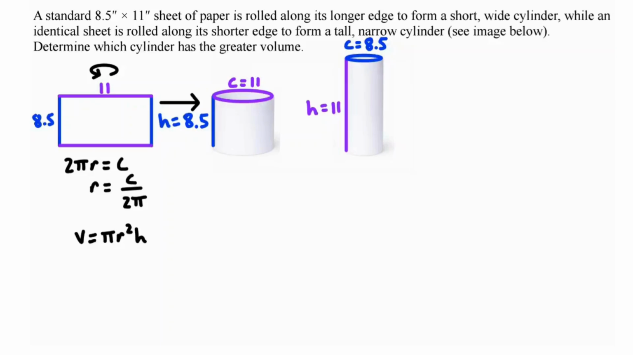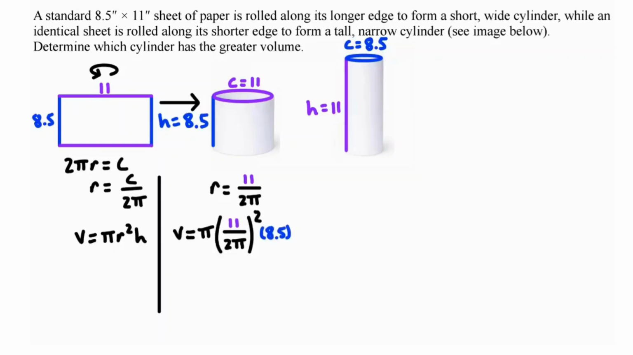All right, let's start with the short and wide cylinder to determine its volume. To find its radius, it will be the circumference 11 divided by 2 pi. And the volume is going to be pi times the radius, 11 over 2 pi, quantity squared, times the height, 8.5. Expand this out, we get pi times 11 times 11 times 8.5 divided by 2 pi times 2 pi. We'll leave it the way it is.